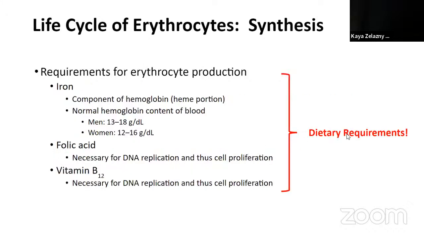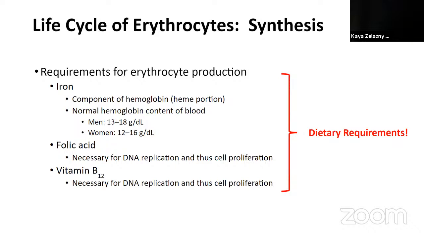This means that we have specific dietary requirements for making more red blood cells, for making more erythrocytes. You may have thought about some of these dietary requirements as they relate to anemia, which is a condition basically where for various reasons we don't have enough hemoglobin or enough red blood cells. And often this is due to not enough iron. So this is part of why we need to have enough iron in our diet, to produce those red blood cells and to produce that hemoglobin.